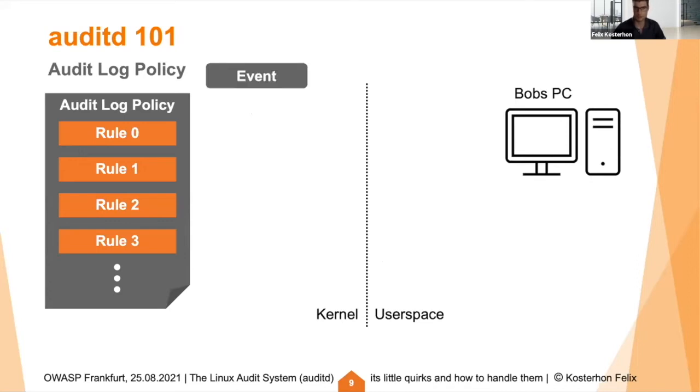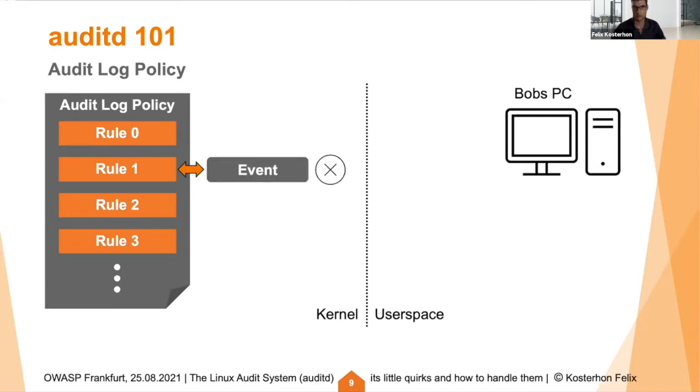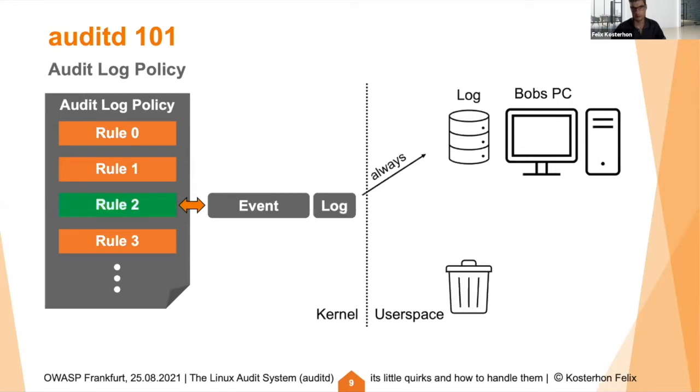And now, if an event enters it, then the first rule will be checked if it matches or not. If not, the second rule, and so on and so forth. If a rule matches, we have two possibilities. Either a log is created, that would be the action always, or we don't want to have a log. And in this case, let's assume we want a log. So the kernel part of auditd, where the rule matching is performed, now sends the log to the user space component and writes it to Bob's log storage.